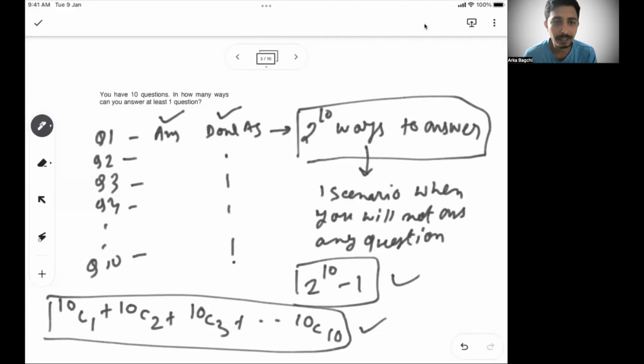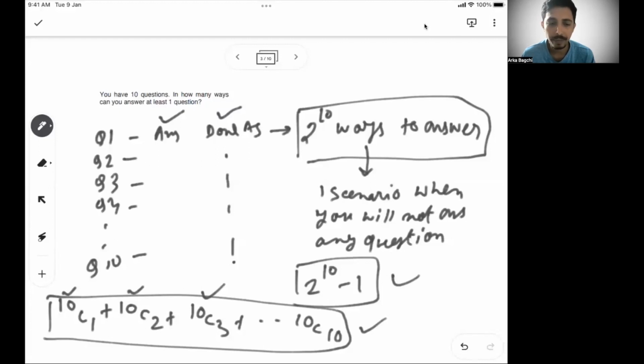So when I say you can answer at least one question, the first one tells when you answer only one question, the second one tells when you answer two questions, three questions, and more. If you answer all the 10 questions, then it's 10C10. So there are multiple ways to solve a particular given problem. Whichever way you are comfortable, you can do it. So the idea is when they say at least one question, that means minimum one, and maximum there is no limit till all the questions are answered. So 10C1 to 10C10, you can add.